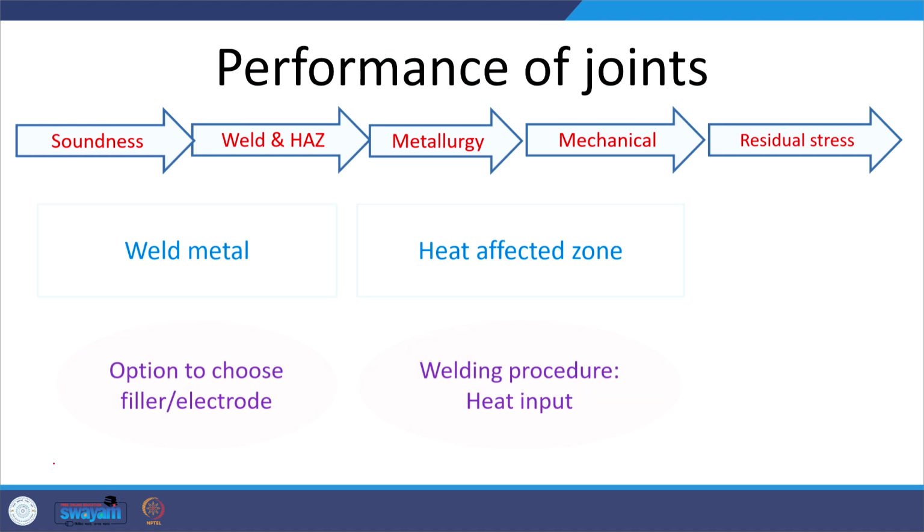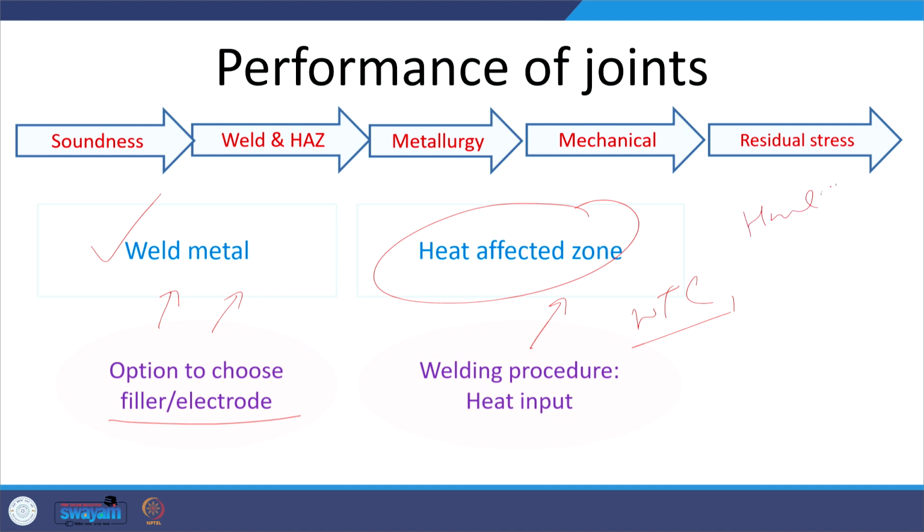The microstructure and mechanical properties of the weld metal, when filler metal is being used, will be determined significantly by the composition of the filler metal. But the microstructure and mechanical properties of the heat affected zone are primarily governed by the weld thermal cycle, which is significantly affected by the net heat input, or the preheating if it is there, the thermal conductivity of the base metal and the section thickness.